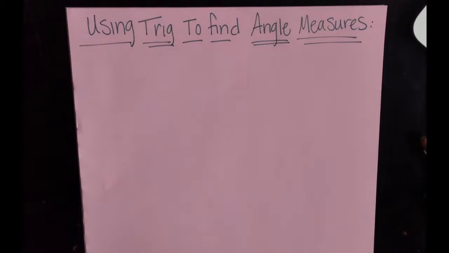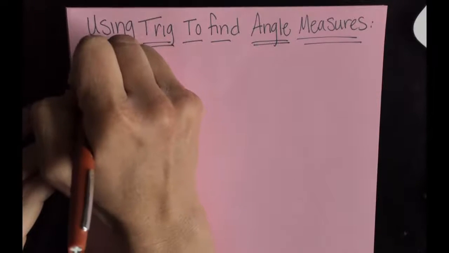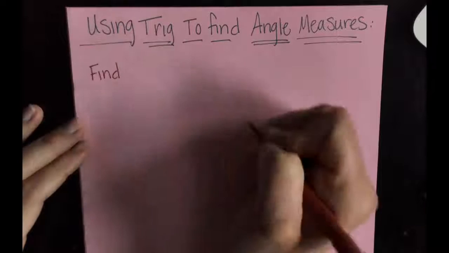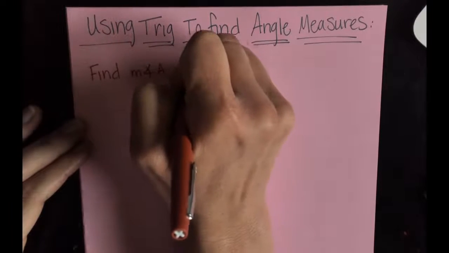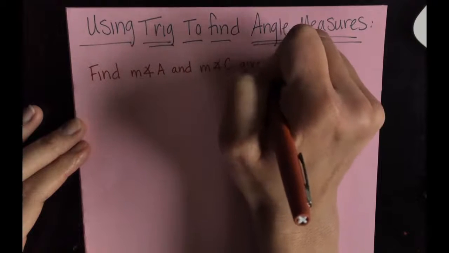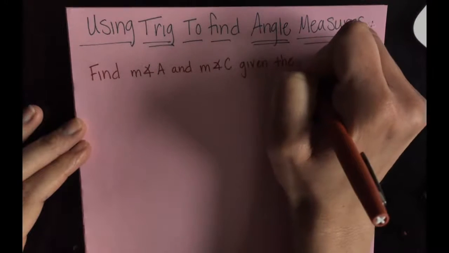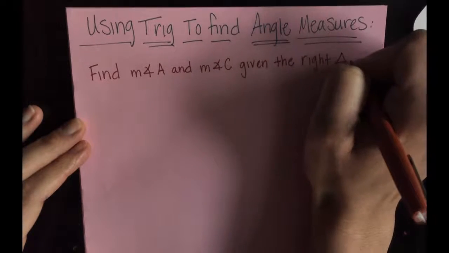So we want to use trig now to find the angle measures. What's good about this is it will address quite nicely your question, how do I know which one? So we want to find the measure of angle A and the measure of angle C, given the right triangle.